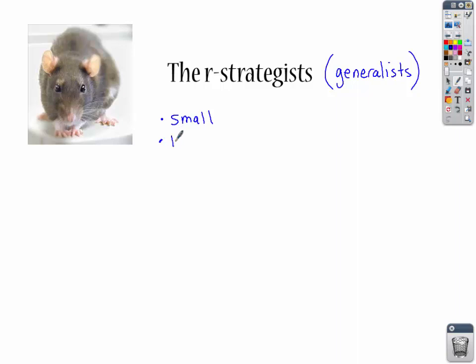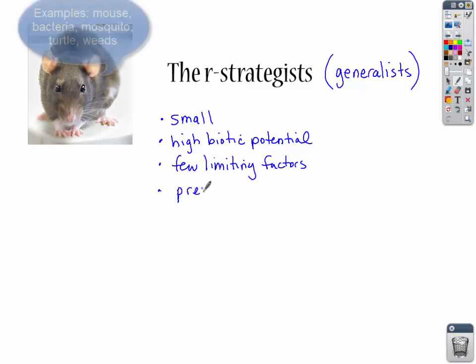They have high biotic potential. We talked a lot about this in the last slide. They have few limiting factors. Again, they can live anywhere. They're usually your prey. They have short lives.